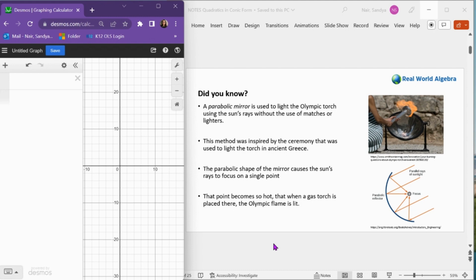And so, what happens is the parabolic shape of the mirror causes the sun's rays to focus on a single point. So, here's a diagram representing the parabolic mirror. And then, when these rays of sunlight all come in, they actually get focused on this point right here that's called the focus. This point will become so hot because of all the rays being focused that when this gas torch is held up right at that point, the Olympic flame is lit. It doesn't require any matches or lighters because that point is just hot enough to ignite that flame.